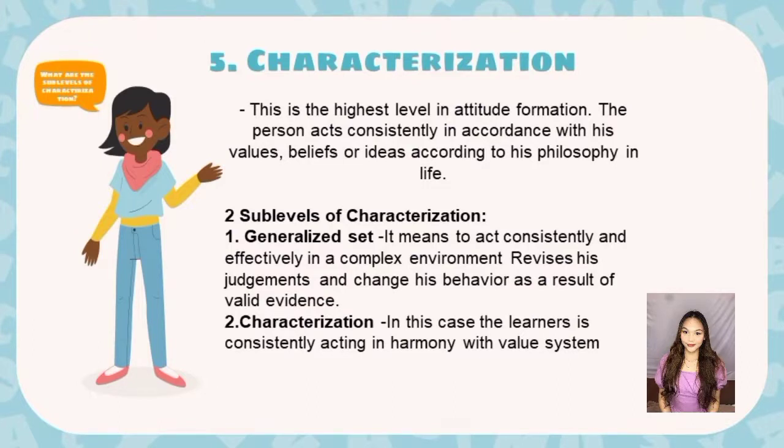And last but not the least is characterization. This is the highest level in attitude formation. The person acts consistently in accordance with his values, beliefs, or ideas, according to his philosophy in life. There are 2 sublevels of characterization. First, generalized set. It means to act consistently and effectively in a complex environment, revise judgments, and change behavior as a result of valid evidence. Number 2 is characterization. In this case, the learner is consistently acting in harmony with the value system.